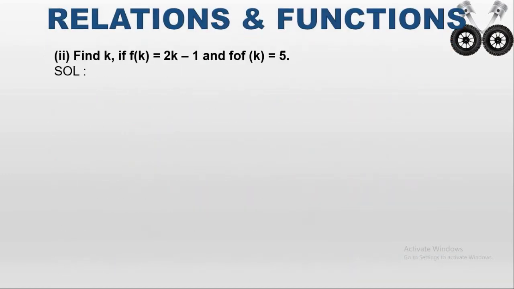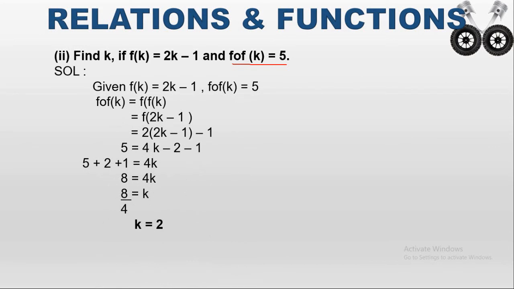Next one is subdivision 2. Find k if f of k equals 2k minus 1 and f composition f of k equals 5. So what is the problem given here? The f of k value is given, and for that we have to find the value of k using the condition f composition f of k equals 5. So very first we will write the solution. Given f of k equals 2k minus 1, using the condition f composition f of k equals 5, first we will find the value for f composition f of k. Then you will equate that value to 5.